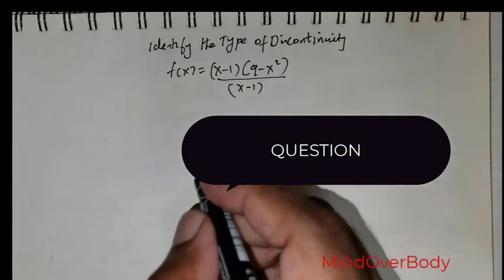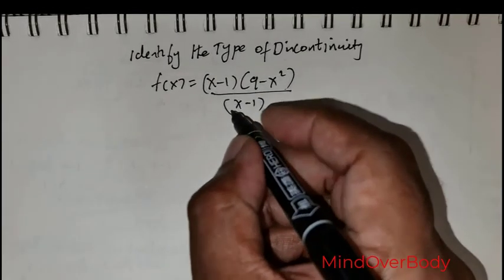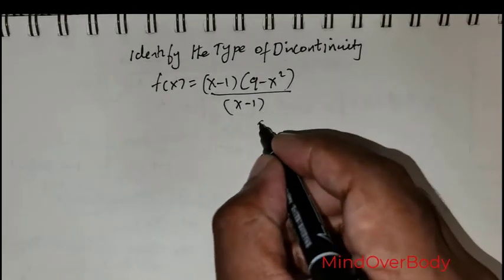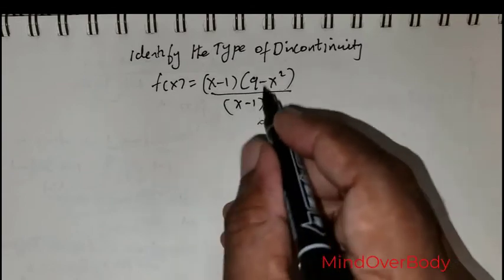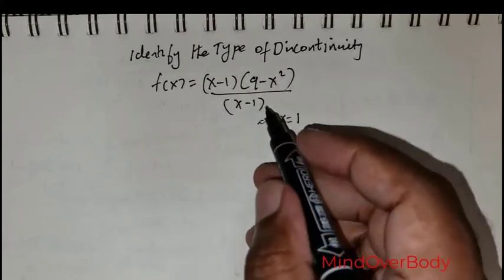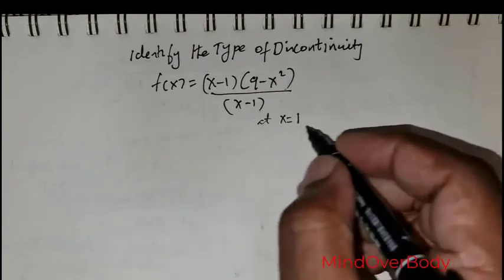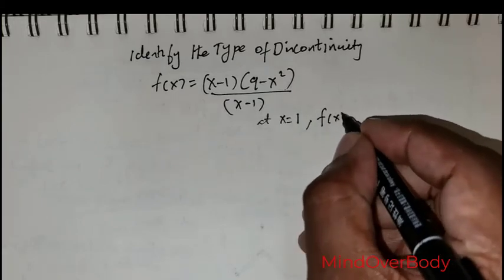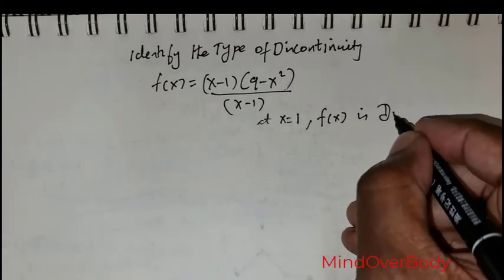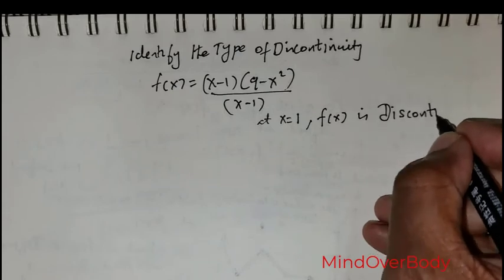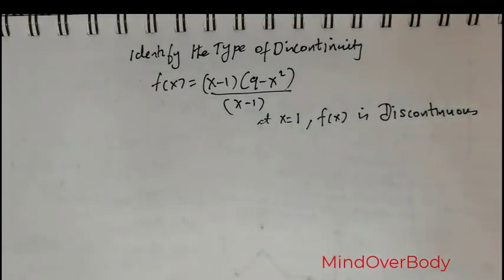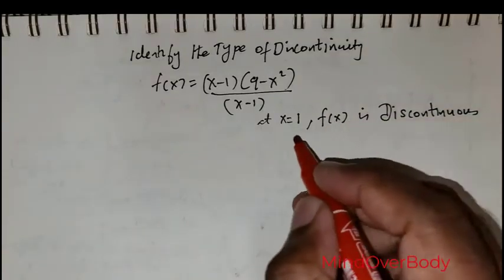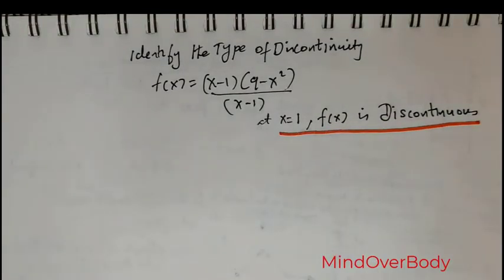Students, we are expected to find the type of discontinuity the function has. So clearly you can say at x equal to 1, what happens to this function? The function ceases to exist. So at x equal to 1, you can say that f of x is discontinuous, and you can draw the red line. That's point number 1.